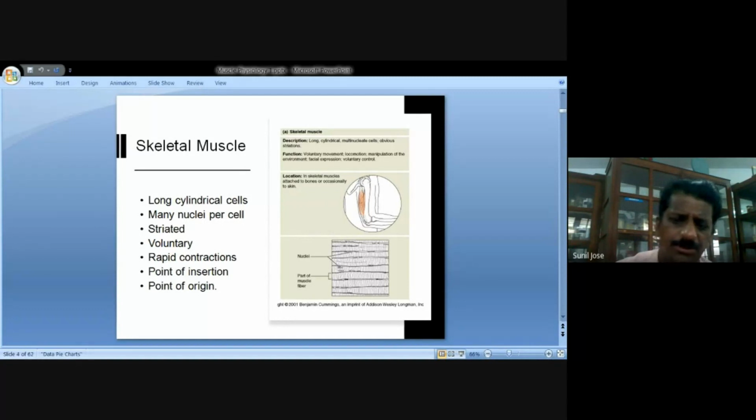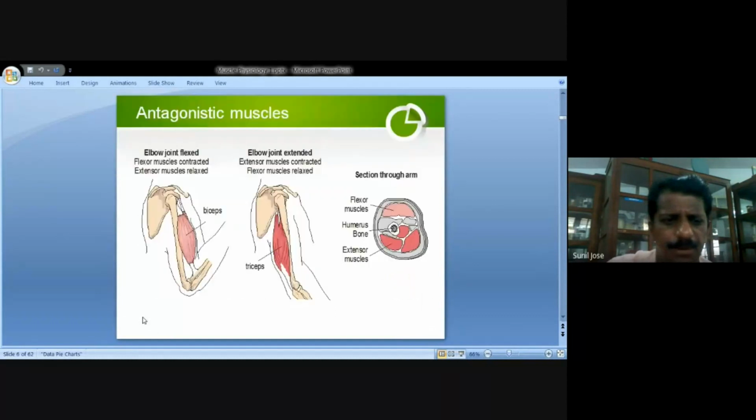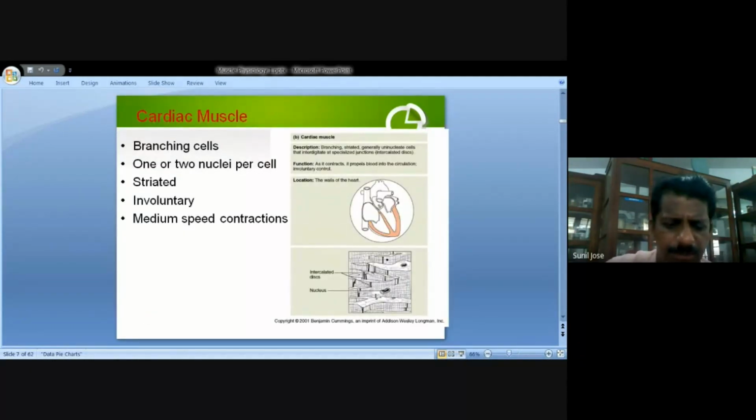Now we go to the next type of muscle. The next type of muscle is known by the name cardiac muscle. Cardiac muscle.